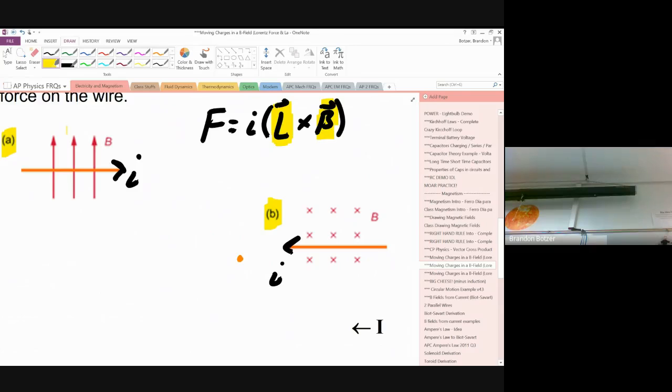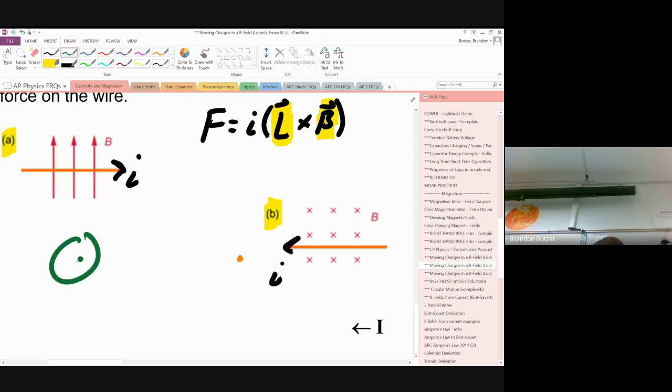Fingers along the direction of current. My B field's going up, so I curl those fingers up. My thumb points out of the page. So for this first one, I see I'm coming out of the page as my answer.